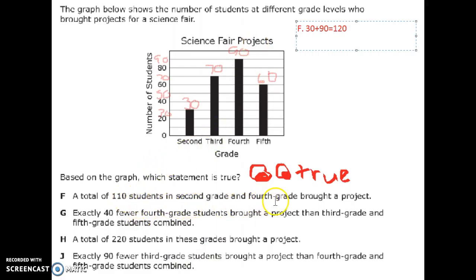So F says second and fourth grade are going to equal 110. Second is 30, fourth grade is 90, which does not equal it. So of course we're going to mark that out and say that no, that's not true. We can't use that one. So we're marking out F.